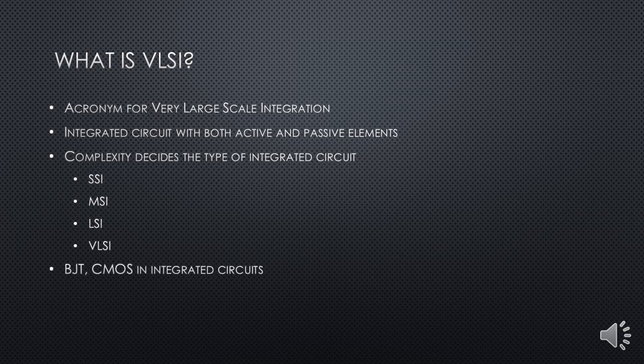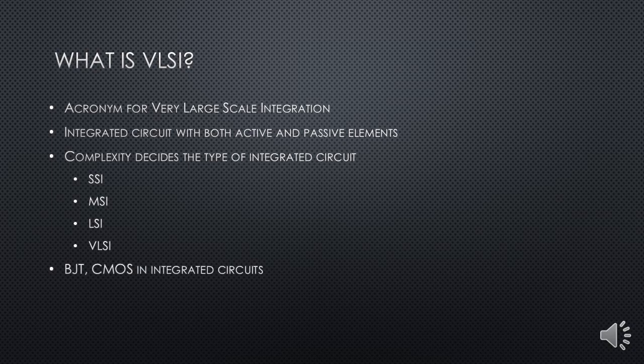So BJT, CMOS in our integrated circuits. BJT, bipolar junction transistor, you all know that it is a current control device. Basically BJT offers high speed, more gain and low output resistance. So whenever we want to achieve a functionality where performance is the most priority, we can just opt for the BJT. But it has its own limitations too.